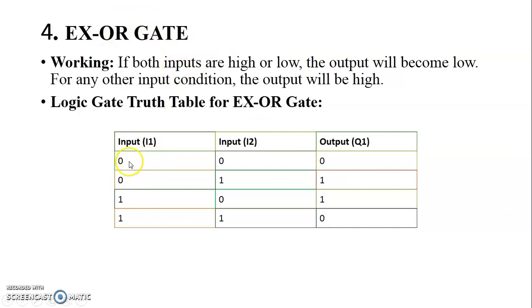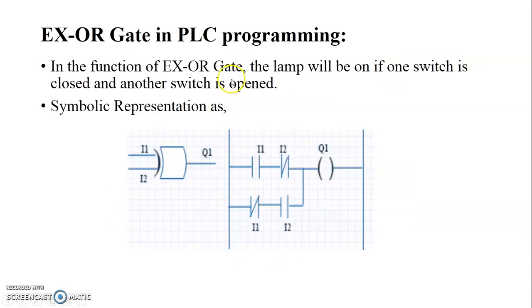In the XOR gate, we know that when any one of the inputs is high, then the output is 1. So for 0 0 it is 0, for 0 1 it is 1, for 1 0 it is 1, and for 1 1 it is 0. In order to draw the ladder diagram for the XOR gate, we know the expression. The two inputs are I1 and I2. We usually write the expression for the XOR gate as I1 bar I2 plus I1 I2 bar.